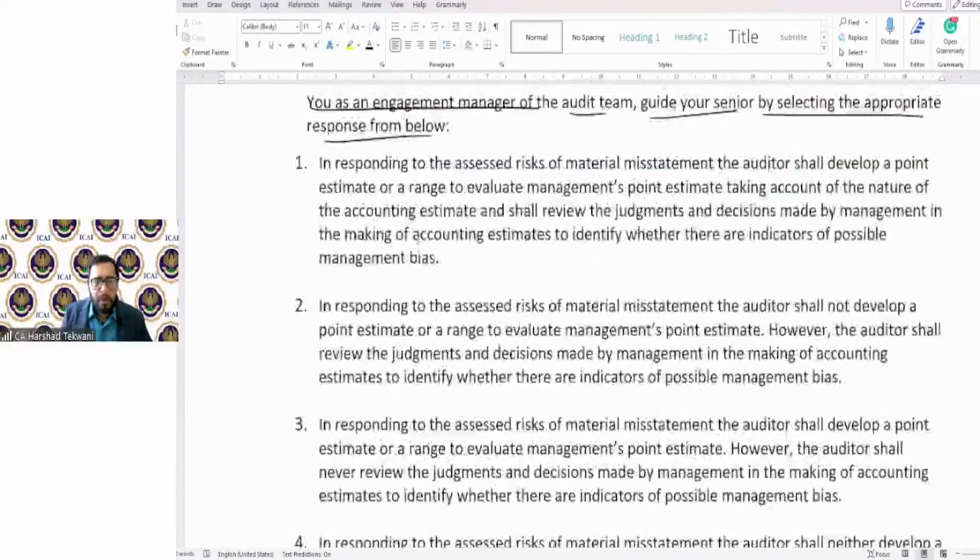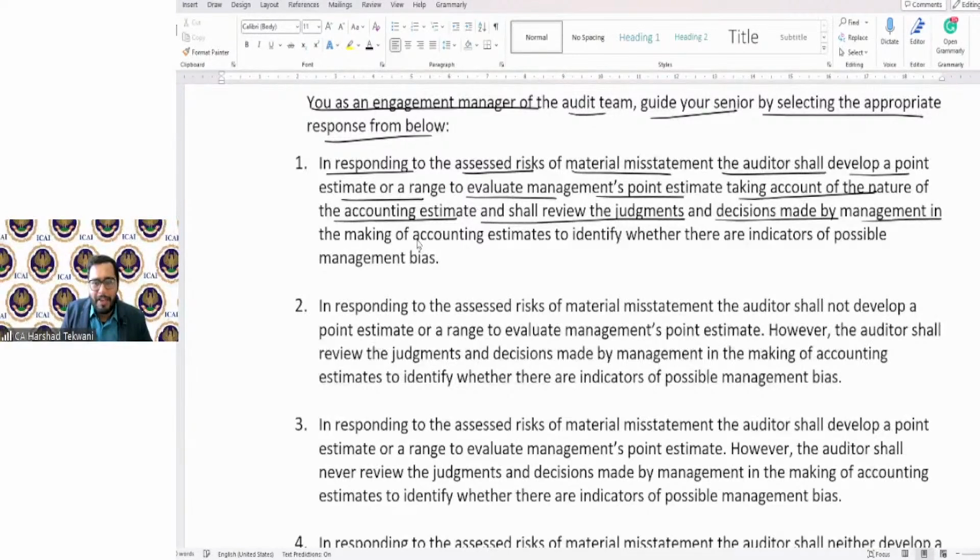The responses are: In responding to the assessed risk of material misstatement, the auditor shall develop a point estimate or a range to evaluate management's point estimate, taking account of the nature of the accounting estimate, and shall review the judgments and decisions made by management in making the accounting estimate to identify whether there are indicators of possible management bias. In responding to the assessed risk of material misstatement, the auditor shall not develop a point estimate or range to evaluate management's point estimate.